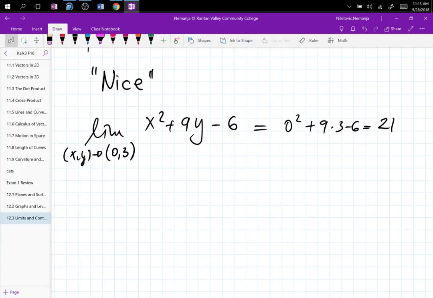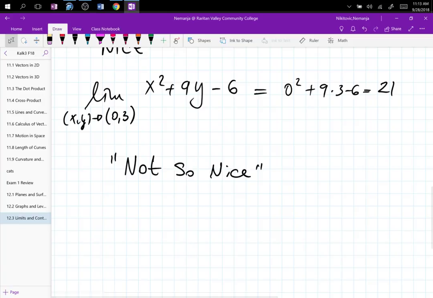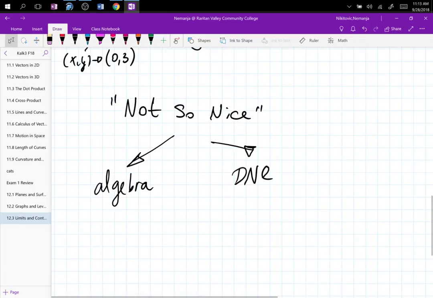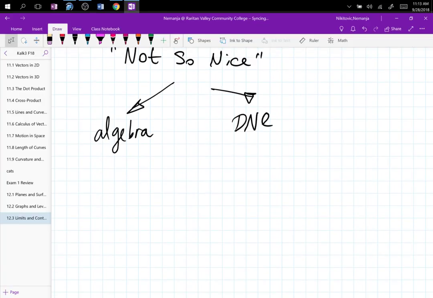Right? So it's all fun and games until we get to those that are not so nice, right? So here we go, not so nice. Now, not so nice, as I said, are going to divide. We'll deal with that. So let's take a look at the first.